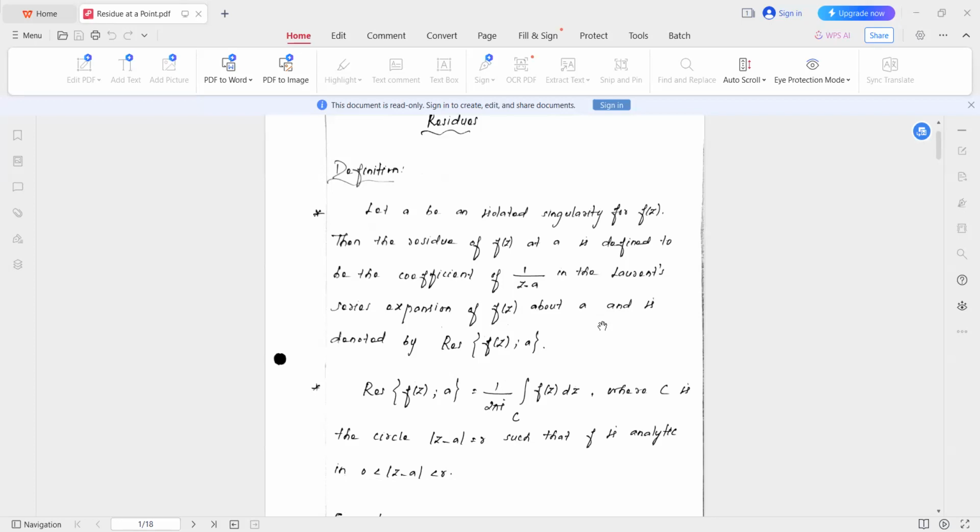Given that, let A be an isolated singular point. Then the residue of f of z at the point A is defined to be the coefficient of 1 by z minus a in the Laurent series expansion of f of z about the point A, and is denoted by residue of f of z at A. What is the meaning?